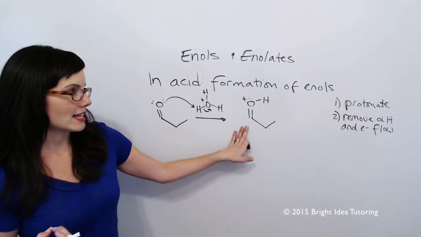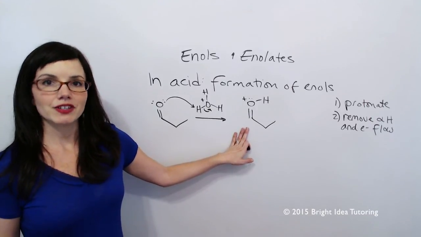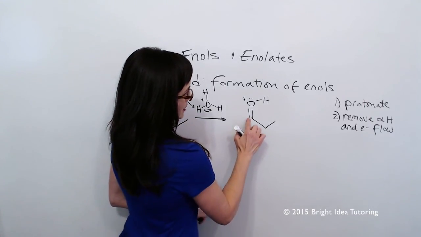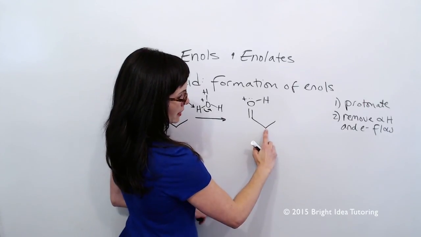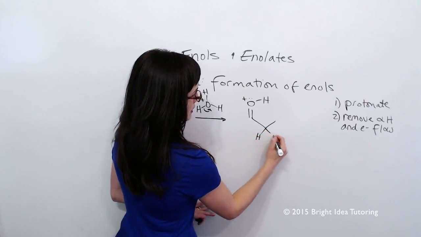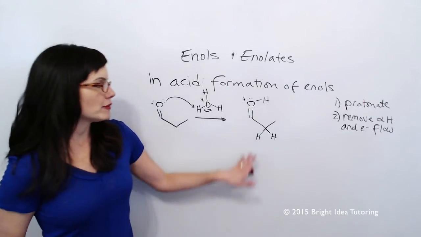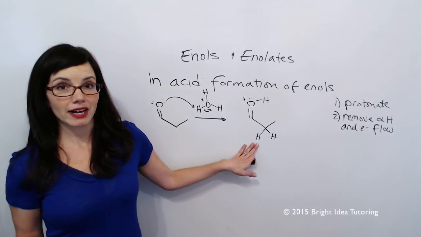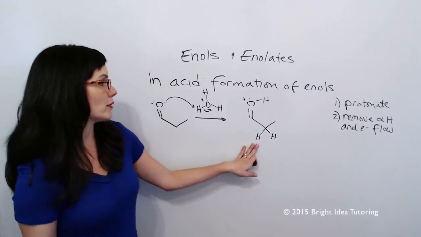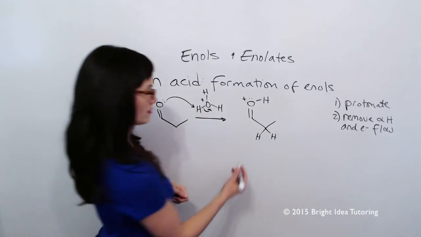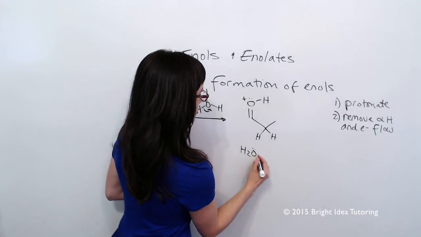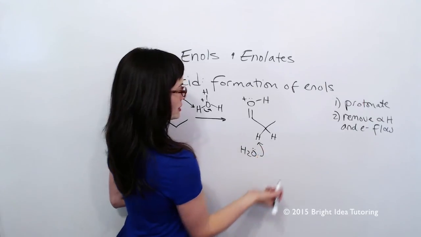Now our next step is to remove an alpha hydrogen. So here's our carbonyl. That makes this our alpha carbon. And we have two alpha hydrogens. And we need a nucleophile to come and get this alpha hydrogen. And really the only nucleophile we've got is water. So I'm going to let water come and grab this alpha hydrogen.